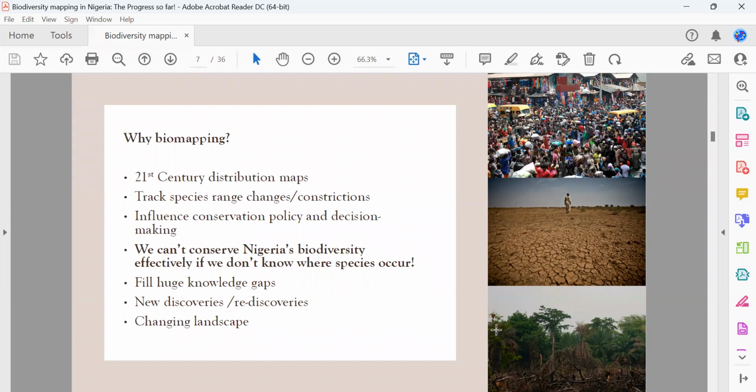Also, this is very important because we are dealing with a rapidly changing landscape. Nigeria is one of the most populous countries in the world, and so the environment is rapidly changing. So we need to act fast to document what's there and the nature of the biodiversity there.